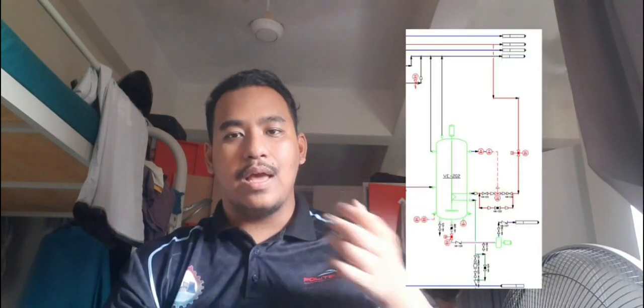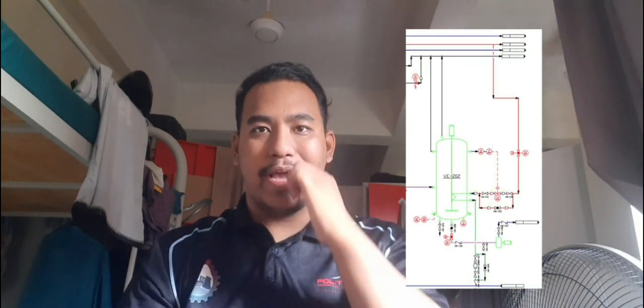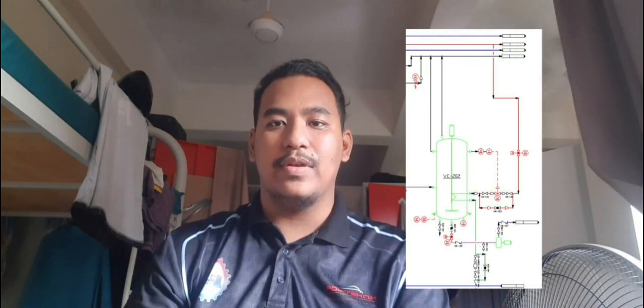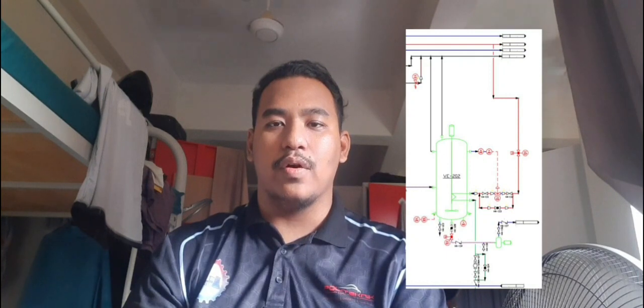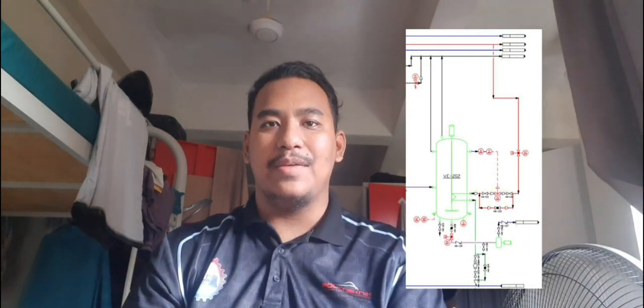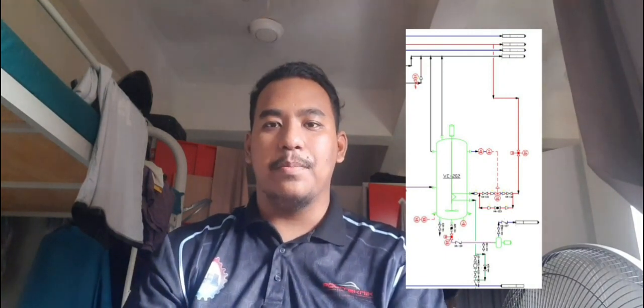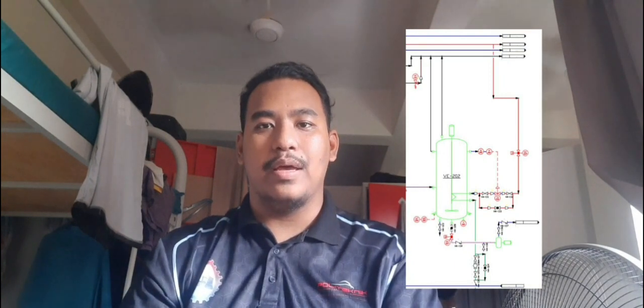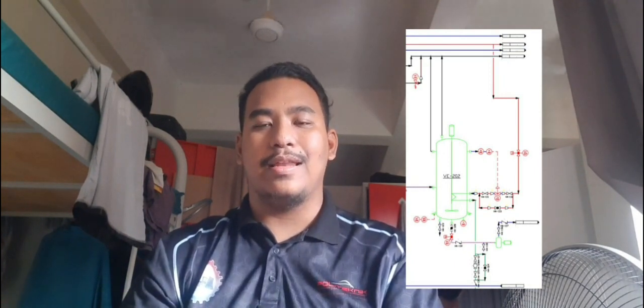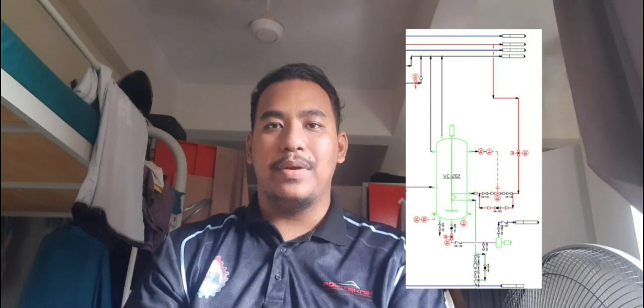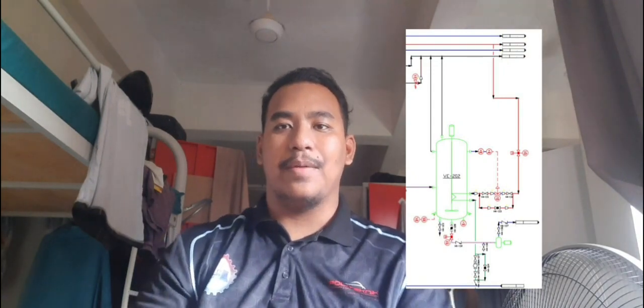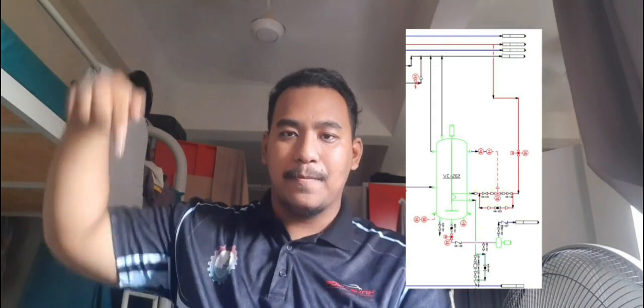Secondly is VE202, the separation vessel. Mixture from reaction from VE201 is transferred to VE202 for separation process. Gravity-based separation occurs with biodiesel floating on top and glycerin settling at the bottom. Internal components in the vessel enhance the separation efficiency.